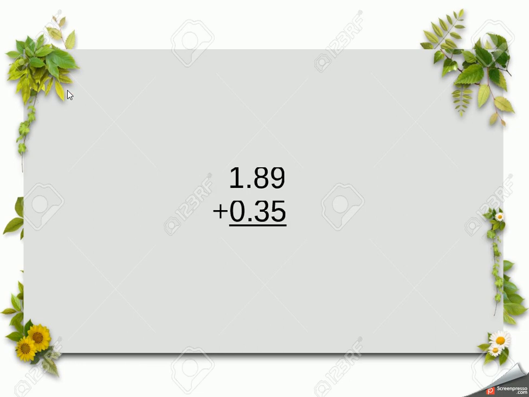Just like we do with long addition, we line up the numbers above each other. With this, we're making sure that the decimal place is above each other as well. But if you've lined up the numbers, then the decimal place should be in the same.